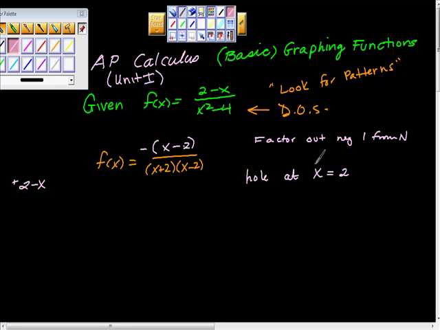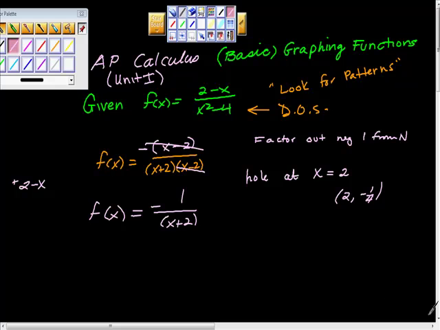Now, some people are going to go ahead and plug this back in. They're going to take out the discontinuity, and they're going to get the point (2, negative 1/4). If that works for you, go for it. If not, that's okay, though. Now I'm going to go ahead and remove this discontinuity here. So we get f of x is equal to negative 1. Remember this negative sign here, because it's still there. It's negative 1 over x plus 2.